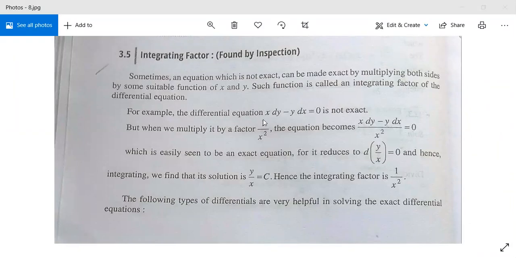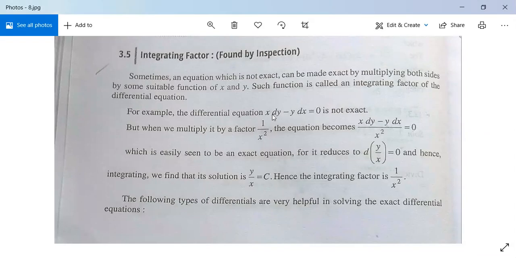Suppose we have a differential equation x dy minus y dx is equal to 0. We can see that here M is minus y and N is x. Partial differentiation of M with respect to y is minus 1, but partial differentiation of N with respect to x is plus 1. So both of them are not equal. It means this equation is not exact.